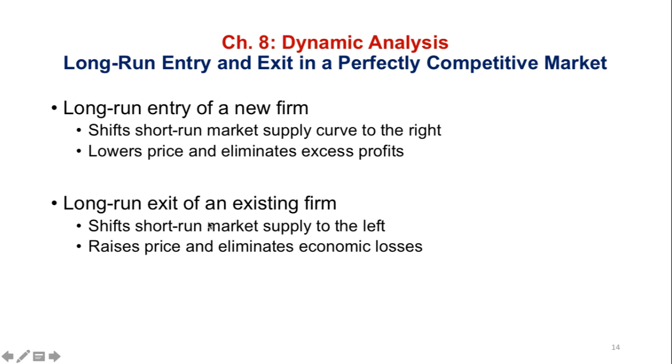In the long run, exit of existing firms shifts the short-run market supply to the left and raises the price and eliminates the economic losses. So this is the dynamic analysis. It means that you also consider whether, with high profit, there are new firms entering the market and shifting the supply curve, or because of the lack of profit, the firms are exiting the market, so shifting the supply curve to the left as well.